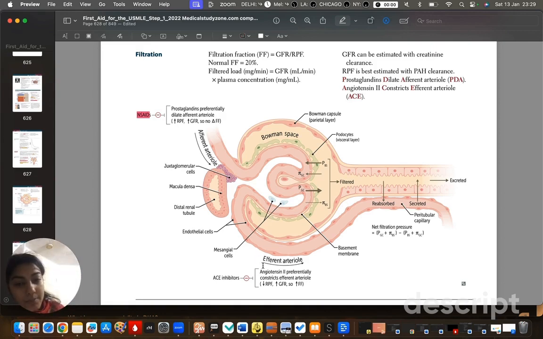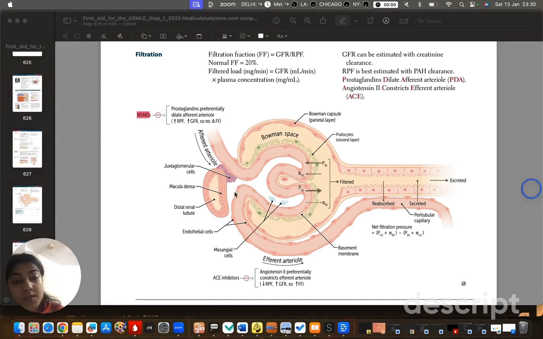Now, if patients have ACE inhibitors, for example, ramipril, for their hypertension, what happens is that their efferent arterioles don't get constricted. So more of the plasma flow is happening, and therefore they have no restriction to these.